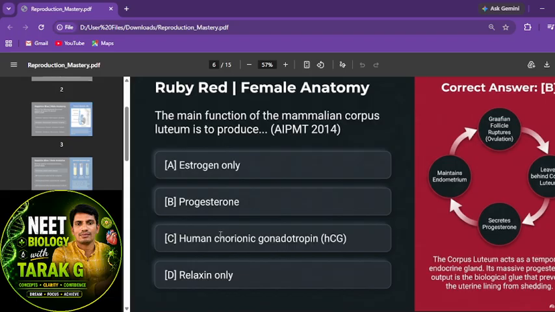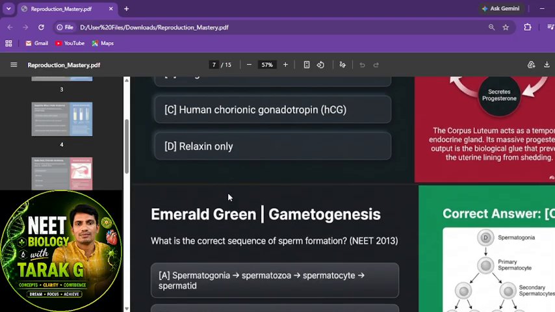Progesterone is a hormone; HCG comes from the placenta, relaxin only from the ovary, and estrogen only from the ovary, these male and female sex hormones, right? The Graafian follicle ruptures and leaves behind the corpus luteum, which secretes progesterone and again maintains the endometrium. This takes place through the function of progesterone. The answer is B, right?